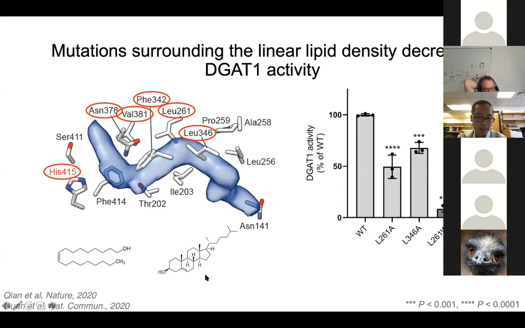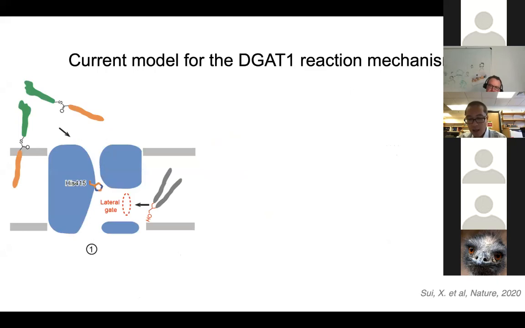Actually, this exclusion of cholesterol is mediated by a cap. Two recent papers published also confirmed the binding site of cholesterol is mediated through this lateral gate. Okay, and by showing all this, we are very comfortable to propose a mechanism of DGAT1.